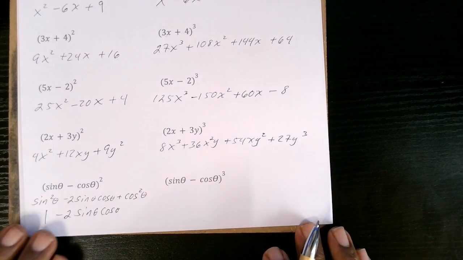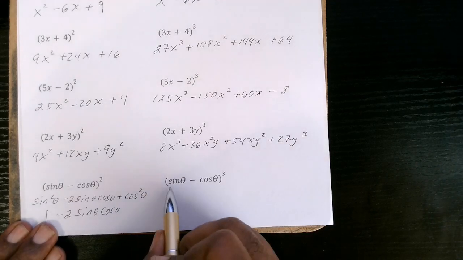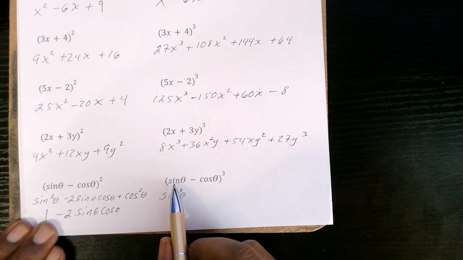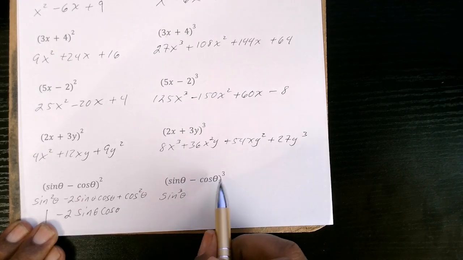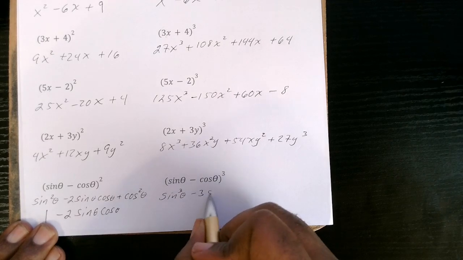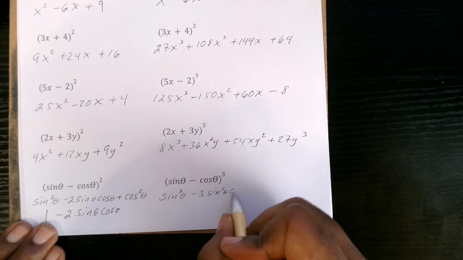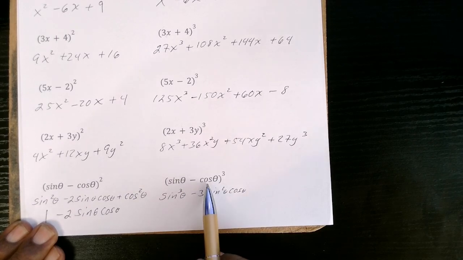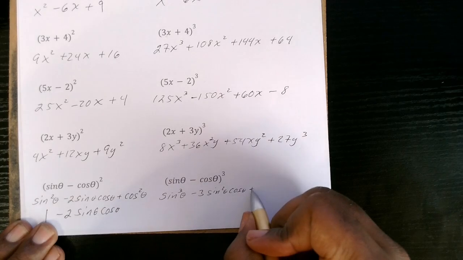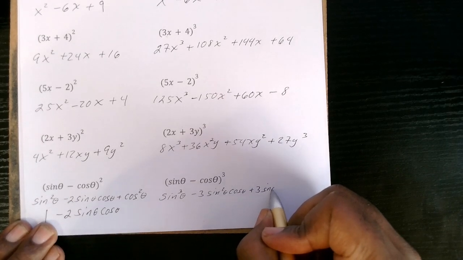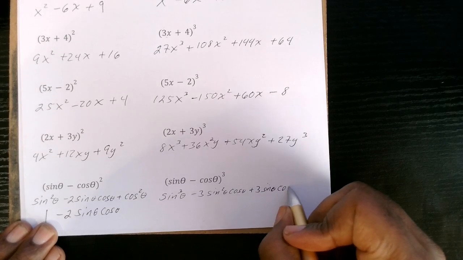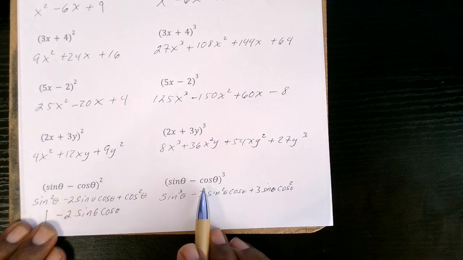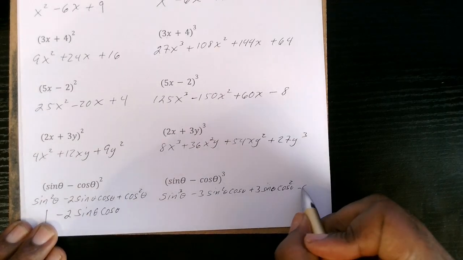All right, for our sine and cosine function, sine times sine times sine is going to be sine cubed. Sine times sine times negative cosine times 3 is going to be negative 3 sine squared cosine. Then sine times negative cosine times negative cosine times 3 is going to be positive 3 sine cosine squared. And finally, negative cosine times negative cosine times negative cosine is going to give us negative cosine cubed.